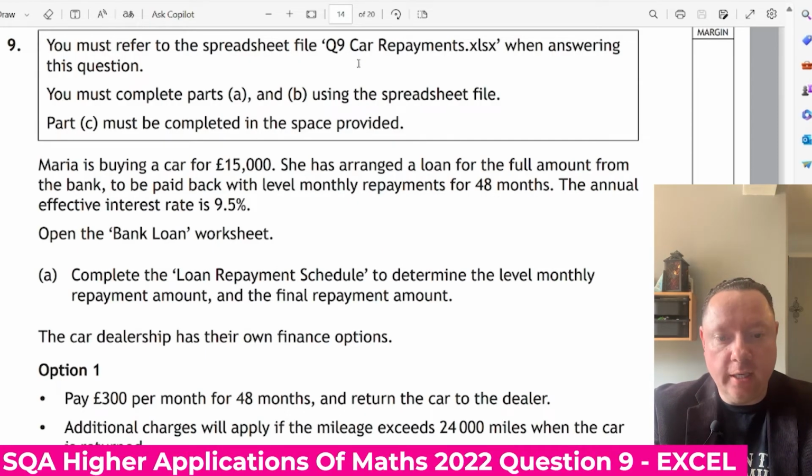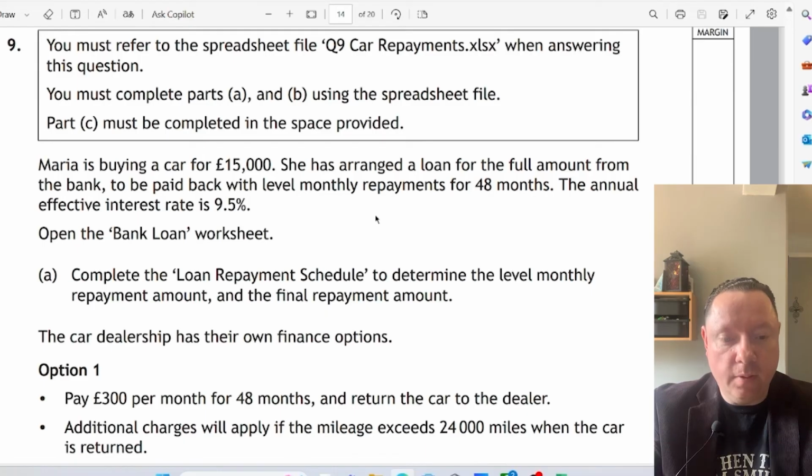We have Case of Maths 2022, question 9. You must have fit a spreadsheet Q9 car repayments when answering this question. Okay. Maria is buying a car for £15,000. She's arranged a loan for the full amount from the bank to be paid back with level monthly repayments for 48 months. The annual effective interest rate is 9.5%, with the complete loan repayment schedule to determine the level repayment amount and final repayment amount.